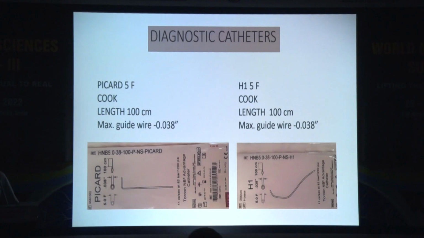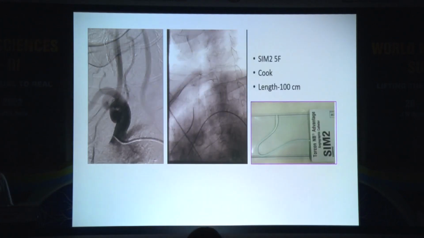And these are the basic diagnostic catheters, like the Picard catheter, which is a 100 centimeter diagnostic catheter, which is used to take an angiogram just before planning the carotid artery stenting. And we can also alternatively use the H1 catheter, which is also very commonly used. In case of bovine arch or type 3 aortic arch or unfolded aorta, we can also use a reverse shape catheter like the SIM2 catheters to cannulate these arteries.